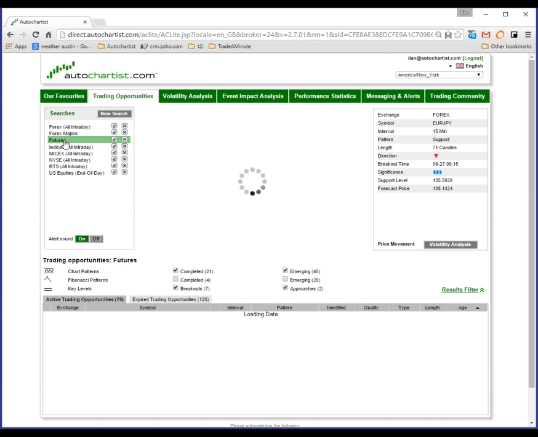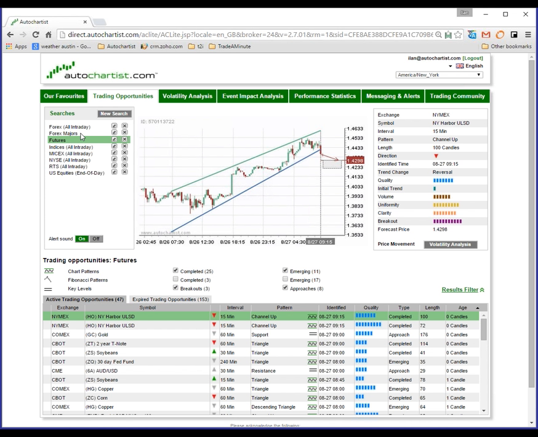All right, so let's start over here, Jim, on trading opportunities. I have a futures section set up for myself here on Autochartist already. Now, the first thing I've got to tell you is that different brokers that provide Autochartist provide different sets of instruments. So I'm hoping that you trade with a broker that offers futures instruments, Jim, but let's assume you do.